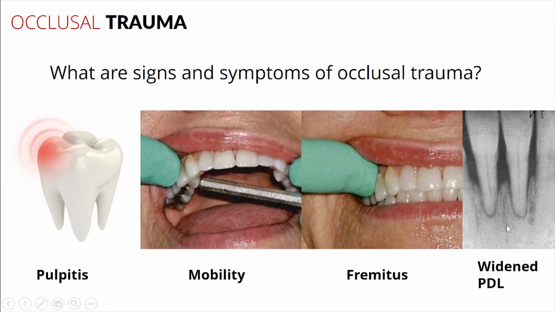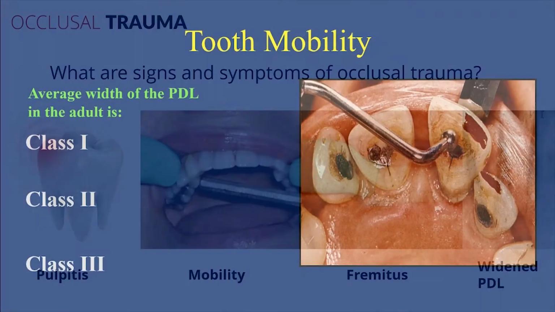Okay, so the 4 signs and symptoms that you'll typically see associated with occlusal trauma are pulpitis, mobility, fremitus, and widened PDL. Now they don't all occur, you're not going to see all 4 of them necessarily at the same time. You may see 1 or 2 signs of this when you examine somebody's occlusion. Okay, so it's not an all or nothing principle. You may see a combination of these things.